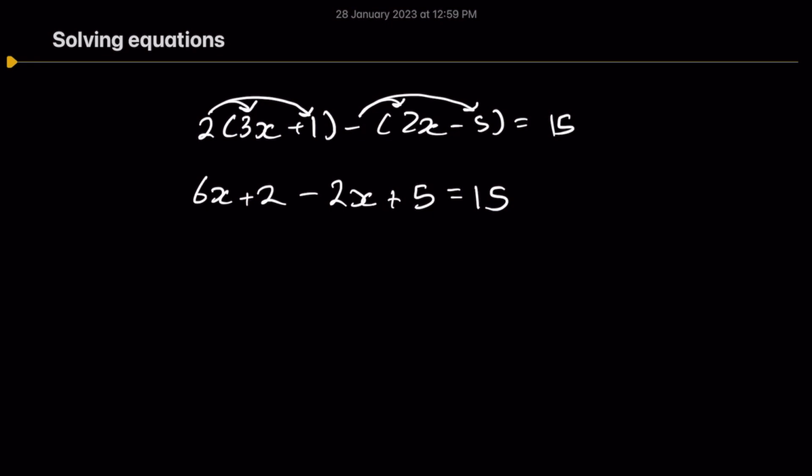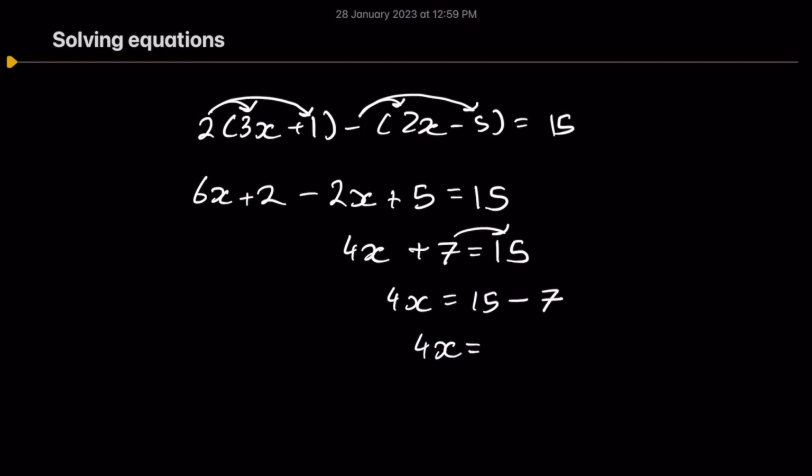Now we can simplify this as normal. So 6x minus 2x would become 4x and 5 plus 2 is 7 is equal to 15. Then take the 7 to the other side. 4x is equal to 15 minus 7. So 4x is equal to 8. Then you divide 4 on both sides. You would get x is equal to 2.